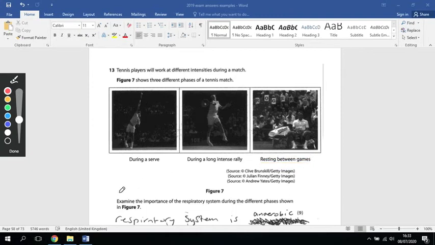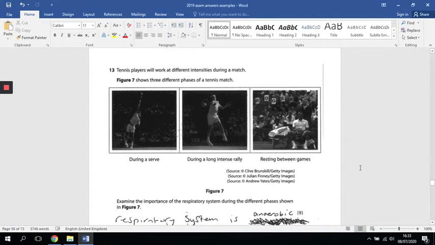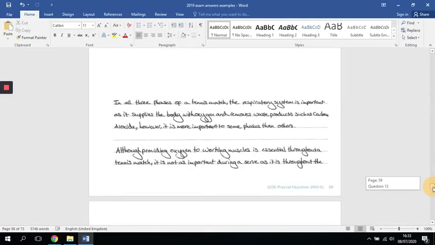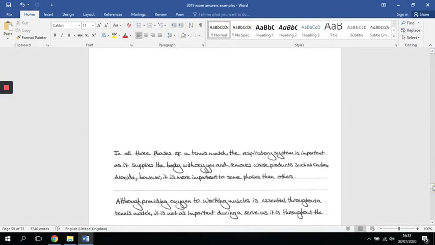And if you look here, the question says examine the importance of the respiratory system during these different phases. So it goes without saying, for this question, we need to comment on the respiratory system in each phase. So we will be commenting on the respiratory system at these different intervals within a tennis match.